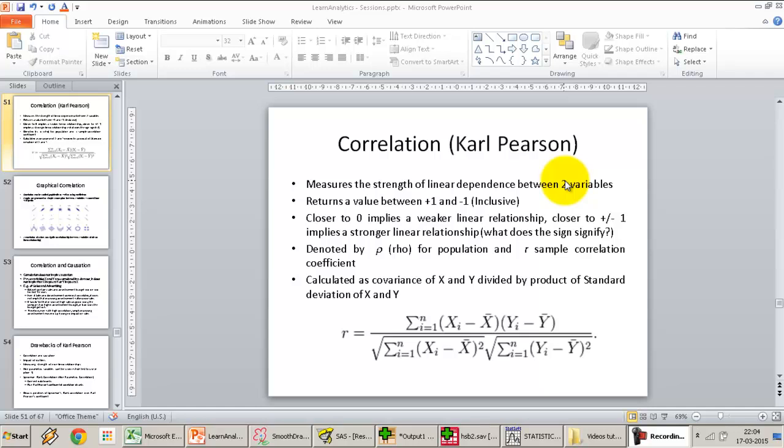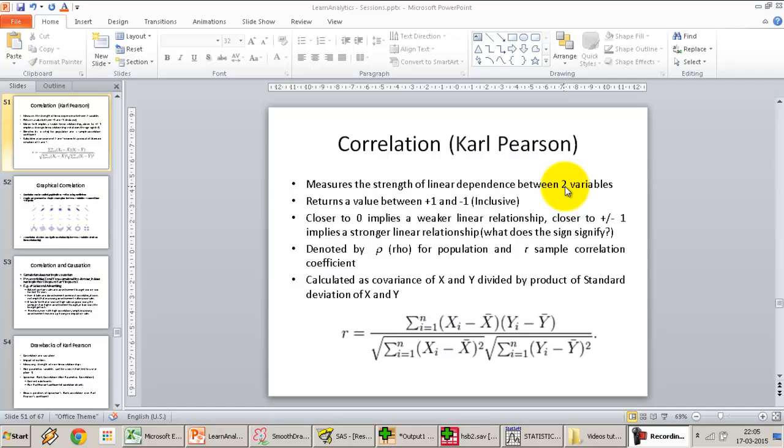To test the linear dependence, the two variables need to be continuous or ratio variables. So they cannot be nominal variables, and while we can do it for ordinal variables, it's not recommended. The Karl Pearson's coefficient of correlation recommends that we do it for two continuous variables, for example, age and height, or age and weight. But we cannot do the correlation between age and name or age and gender.